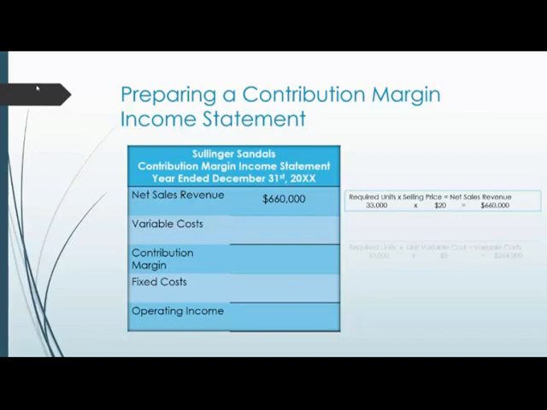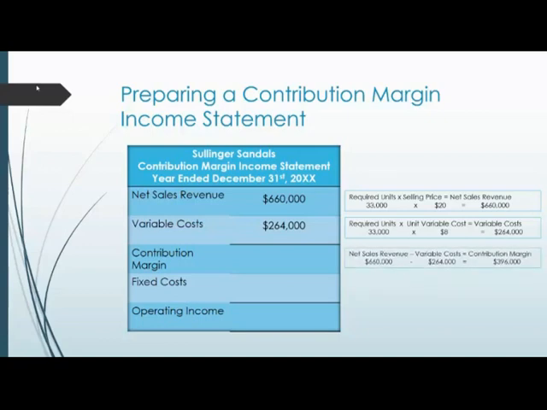Moving on to our variable costs. If we take our required units, those same 33,000 pairs of sandals, multiply it by the unit variable cost, the cost of production for each pair of sandals was $8, that means Sellinger is going to incur $264,000 worth of variable costs if they're going to produce this level of sandals. Contribution margin is always sales revenue minus variable costs, so they're going to have a contribution margin of $396,000. Well, if they pay their $300,000 worth of fixed costs from that contribution margin, they are going to have operating income left over of $96,000, so our numbers all check out.